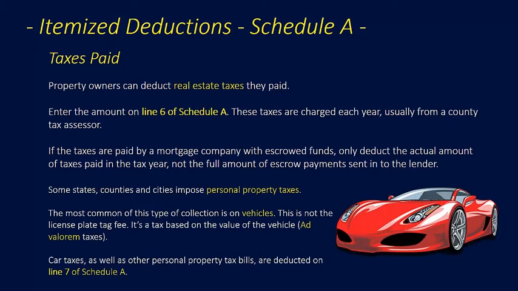Some states, counties, and cities impose personal property taxes. The most common of this type of collection is on vehicles. This is not the license plate tag fee. It's a tax that's based on the value of the vehicle, and again, often called ad valorem taxes. Car taxes, as well as other personal property tax bills, are deducted on line 7 of the Schedule A.